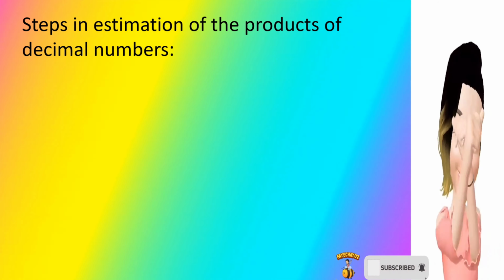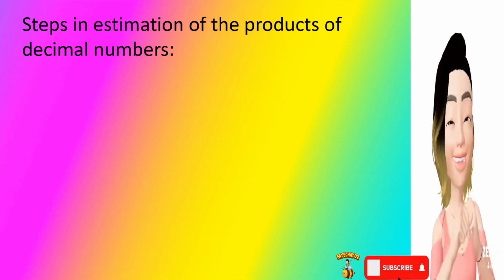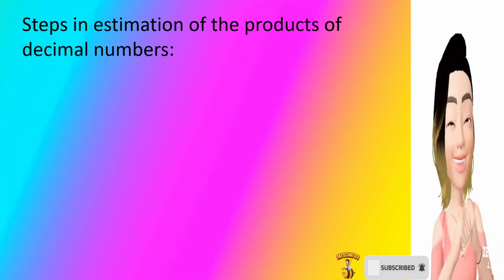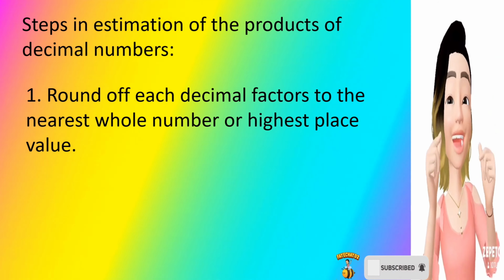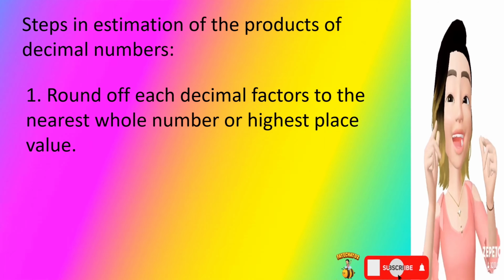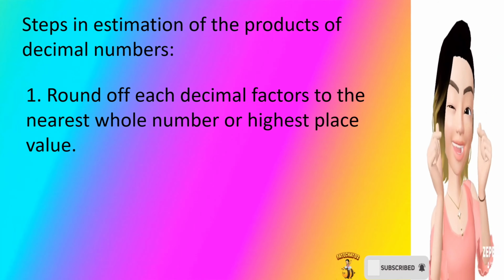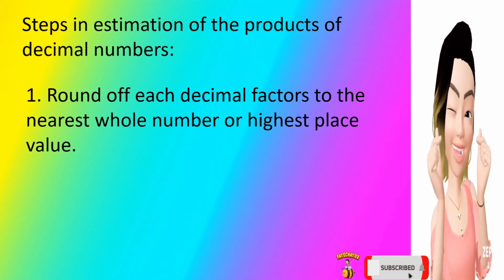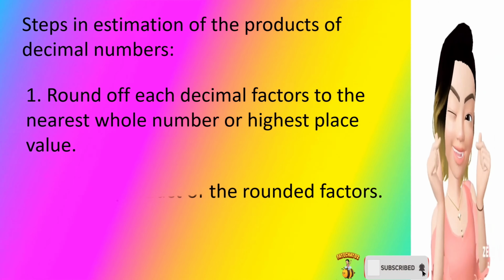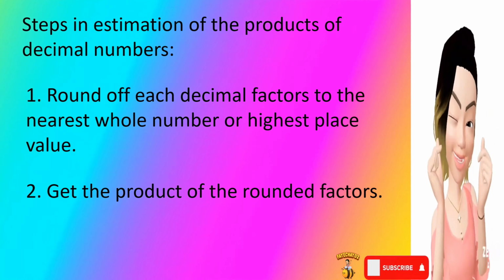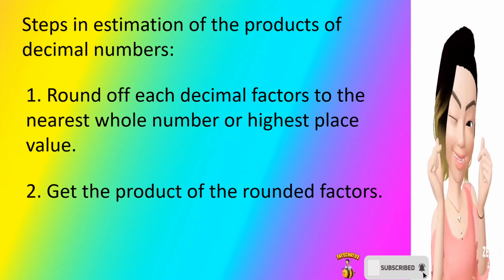Steps in estimation of the product of decimal numbers. We have two steps to be followed. The first step is to round off each decimal factor to the nearest whole number or highest place value. Second step, get the product of the rounded factors.